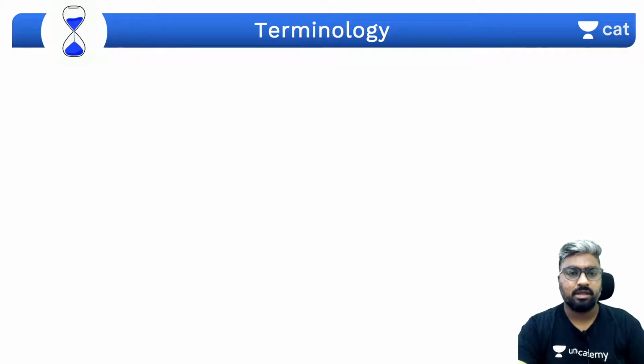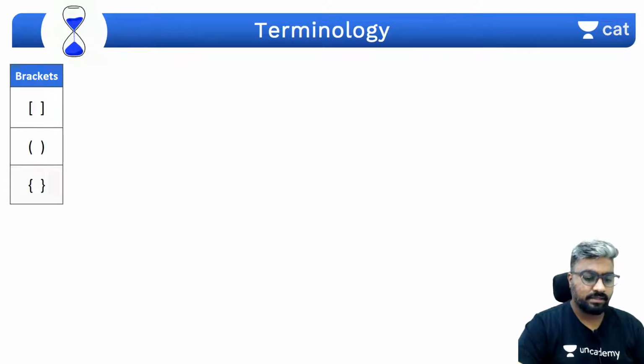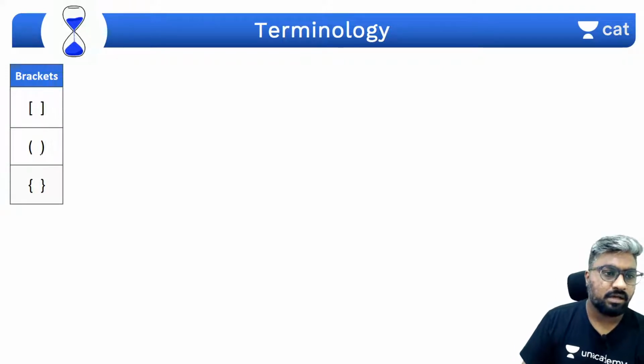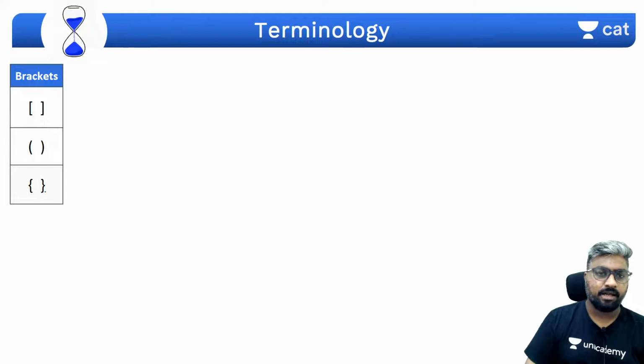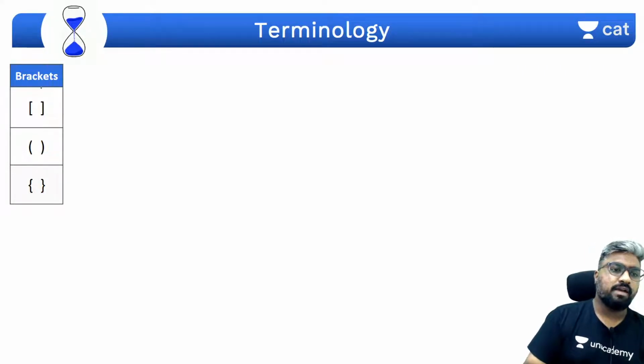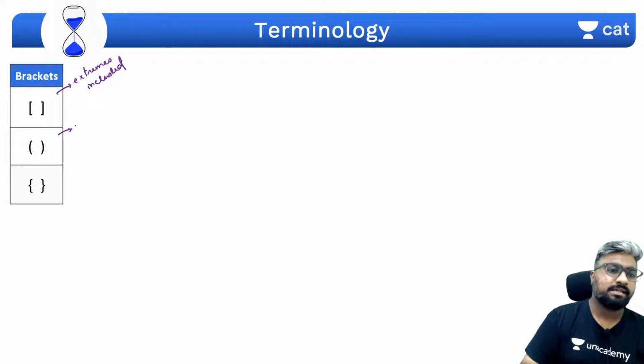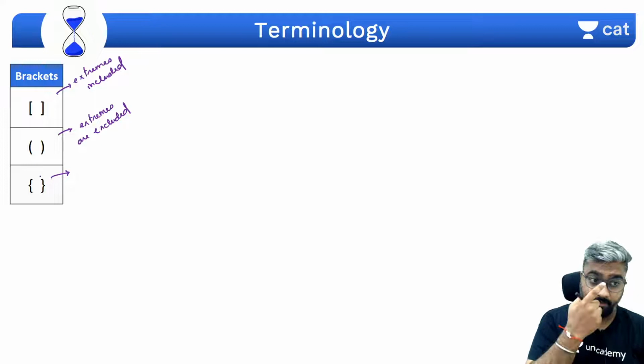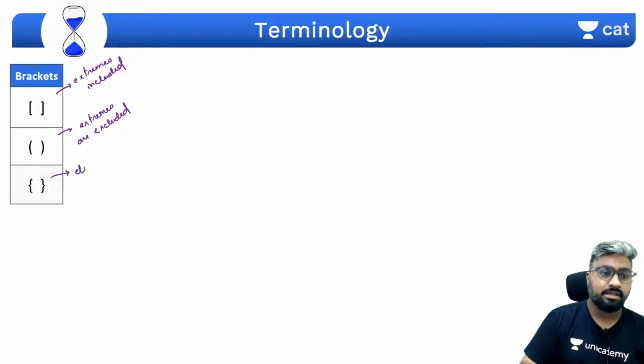Let's talk about the terminology. The different types of brackets: closed brackets, parentheses and flower brackets, or curved brackets. When you use a closed bracket, it basically means that the extremes are included. If you use the round brackets, it basically means that the extremes are excluded. And when you use a flower bracket, it basically means you are not talking about the extremes or the limits. You are talking about each element separately.